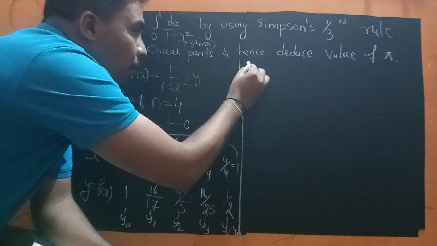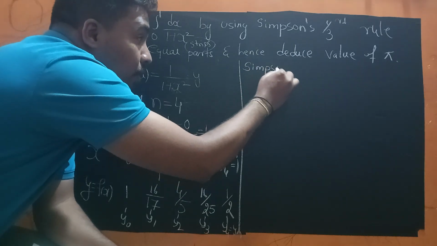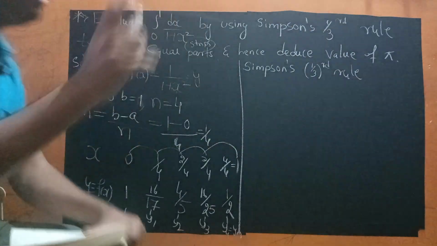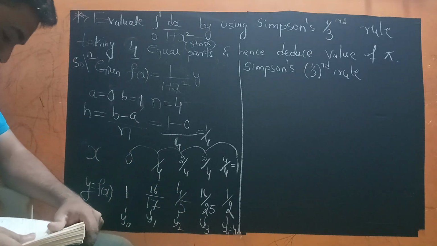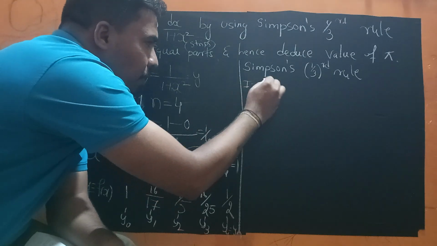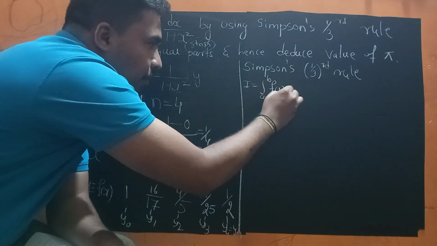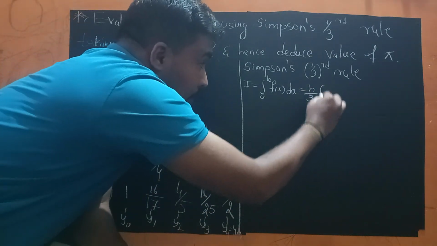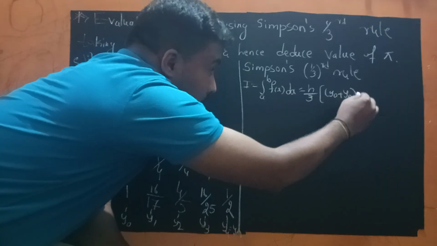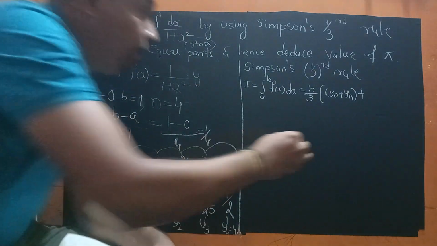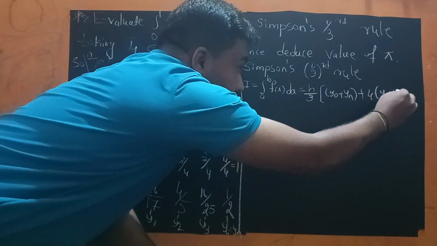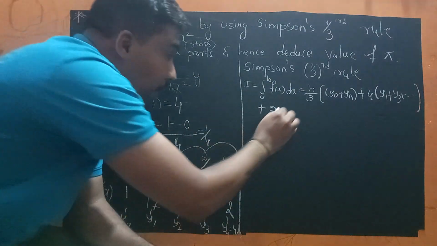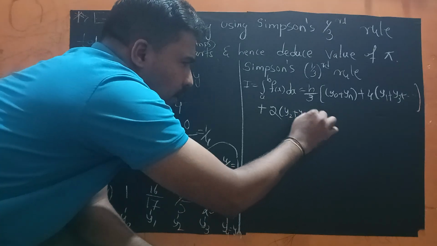What does Simpson's 1/3 rule say? The formula we have to write: I equal to the integral from a to b of f of x dx, equal to h by 3 times y0 plus yn, plus 4 into y1 plus y3 plus etcetera, plus 2 into y2 plus y4 plus etcetera.